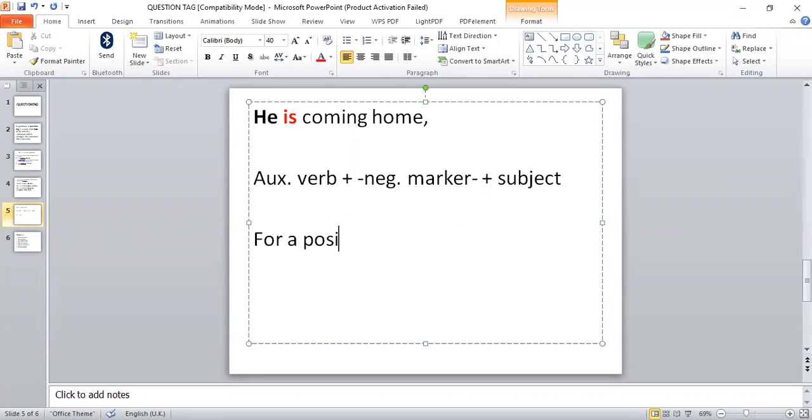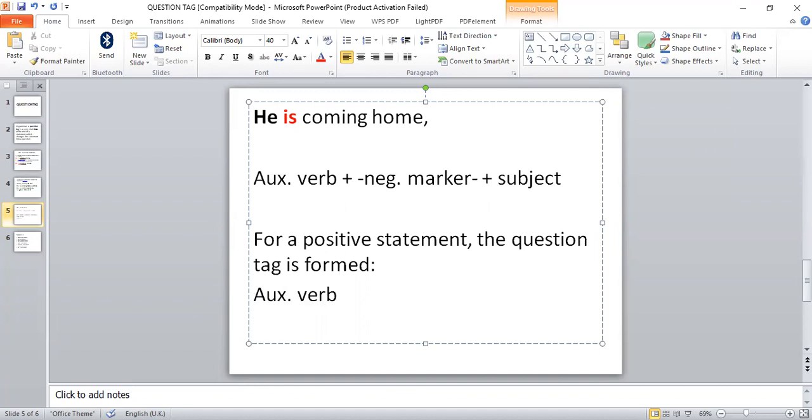For a positive statement, the question tag is formed: auxiliary verb plus not plus subject, and then my question mark. That is how a question tag for a positive statement is formed.